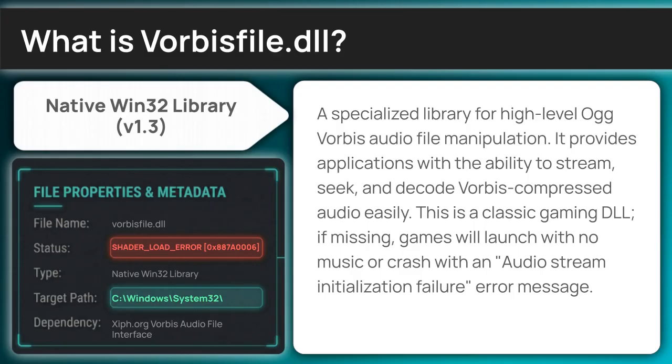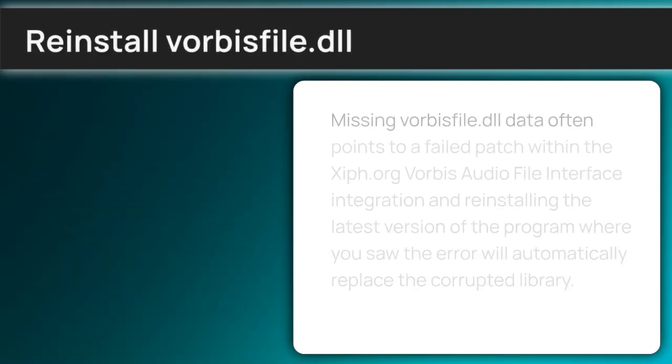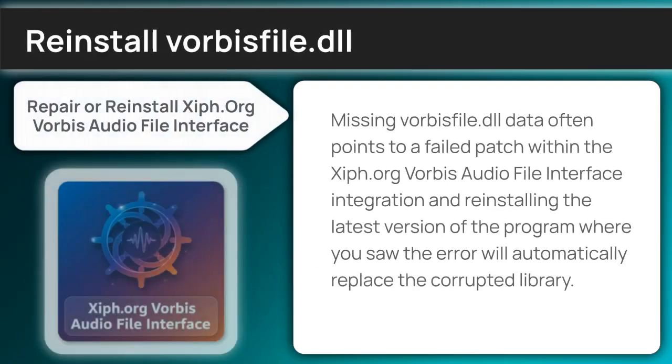Now let's dive into the solution, starting with a standard reinstallation. Missing Vorbis File Audio Library DLL data often points to a failed patch within the zif.org Vorbis Audio File Interface integration, and reinstalling the latest version of the program where you saw the error will automatically replace the corrupted library.